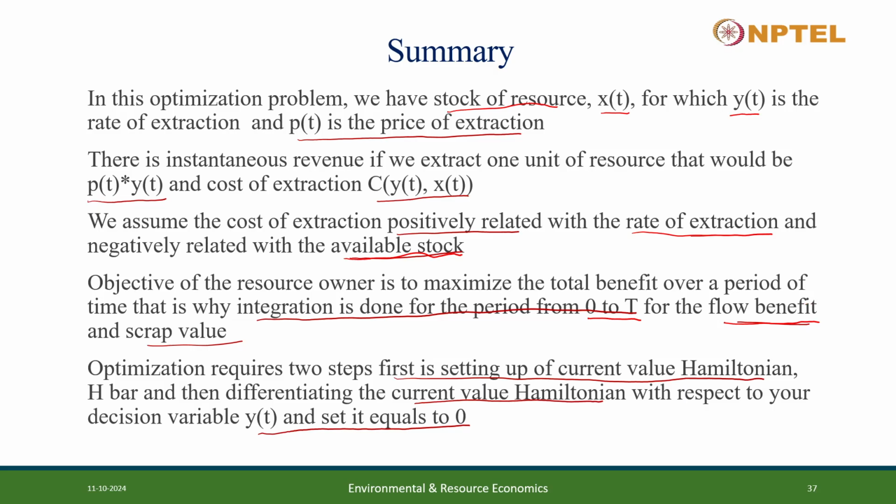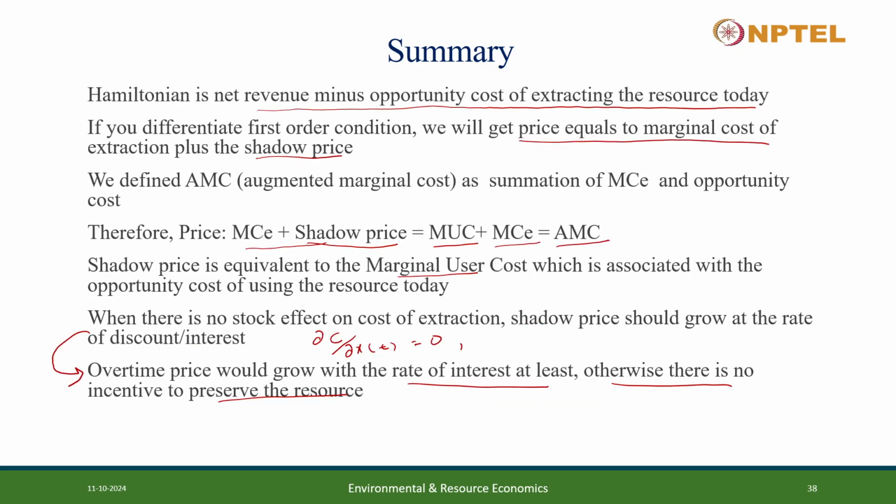We optimized by first setting up a Hamiltonian function, then differentiating the current-value Hamiltonian with respect to the decision variable, which is y_t, and setting it equal to 0. From here we get the price: price is equal to marginal cost of extraction plus shadow price. The shadow price is represented by rho of t, and it is similar to augmented marginal cost, equal to marginal user cost plus marginal extraction cost. We can say that the shadow price is equivalent to marginal user cost, and it is associated with the opportunity cost of using the resource today.